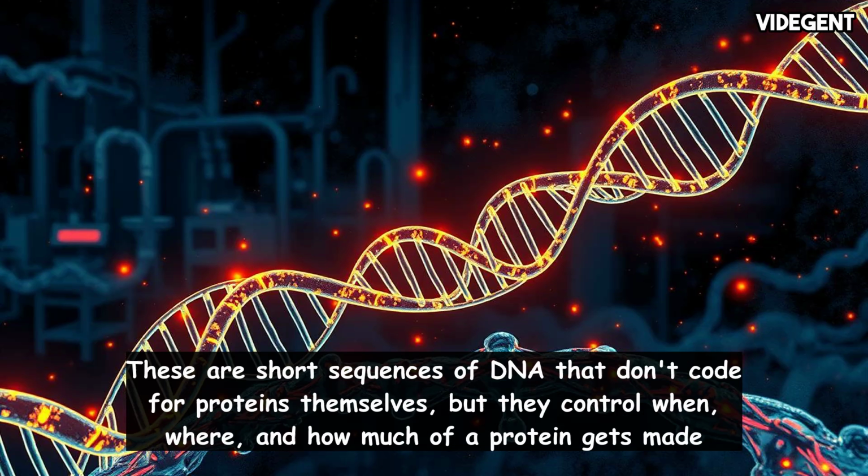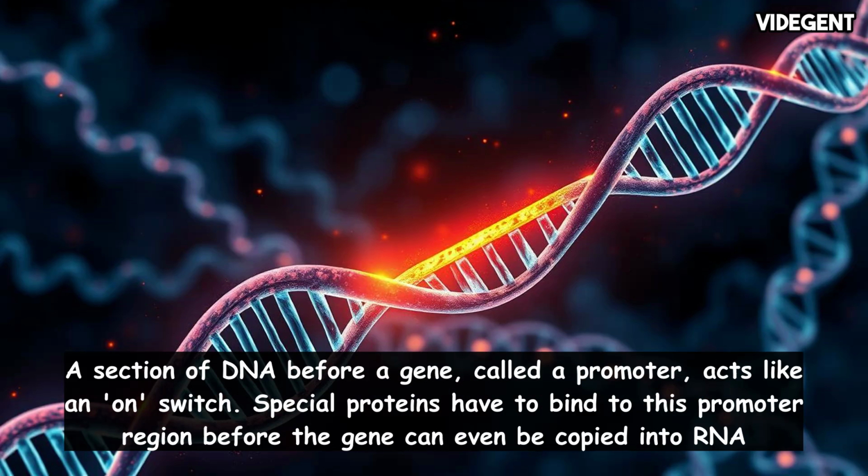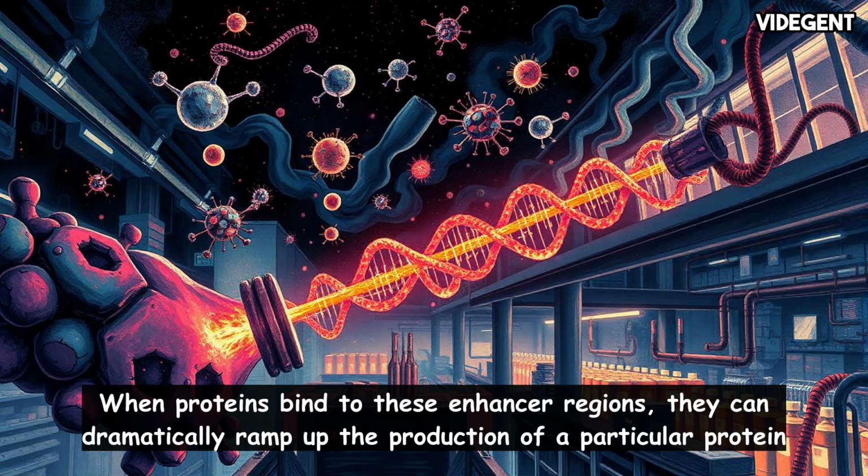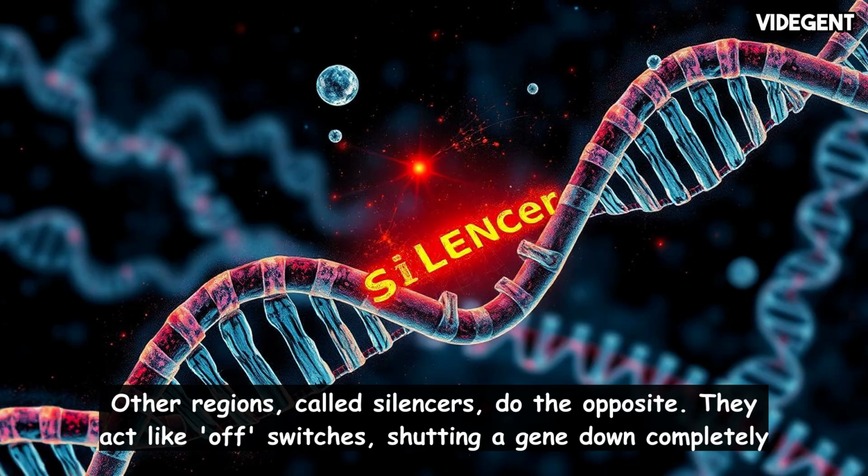These are short sequences of DNA that don't code for proteins themselves, but they control when, where, and how much of a protein gets made. A section of DNA before a gene, called a promoter, acts like an on switch. Special proteins have to bind to this promoter region before the gene can even be copied into RNA. Other sections of DNA, called enhancers, can be located far away from the gene, but they act like volume dials. When proteins bind to these enhancer regions, they can dramatically ramp up the production of a particular protein. Other regions, called silencers, do the opposite. They act like off switches, shutting a gene down completely.